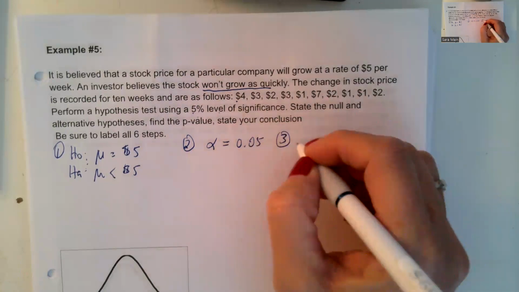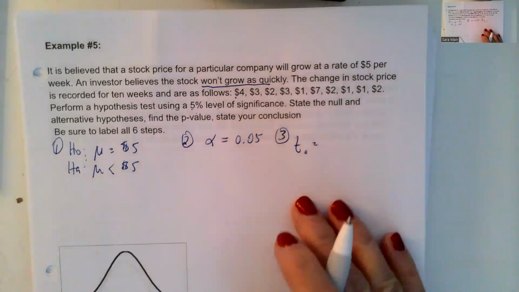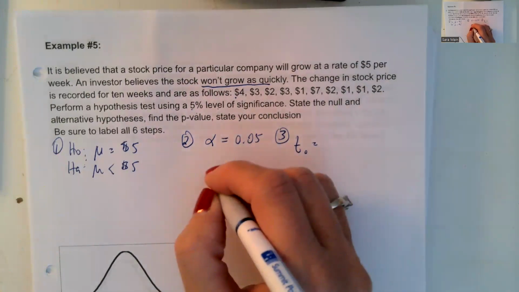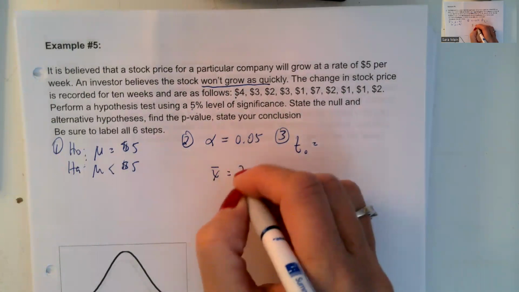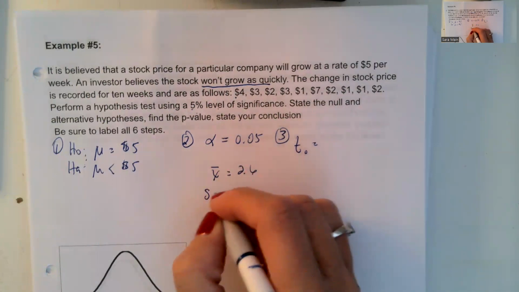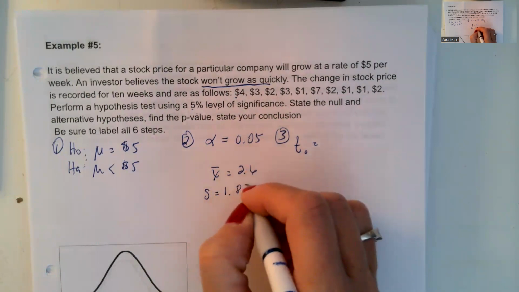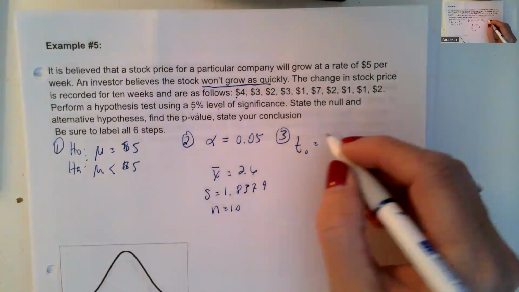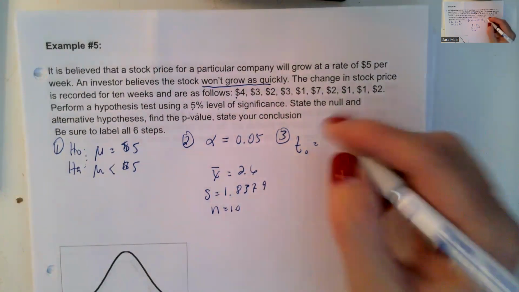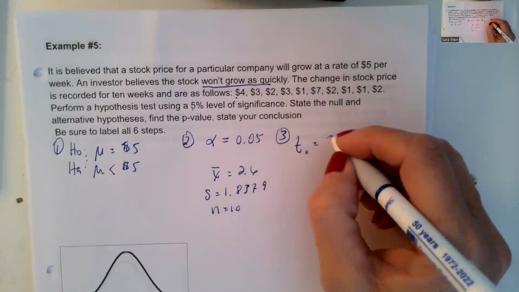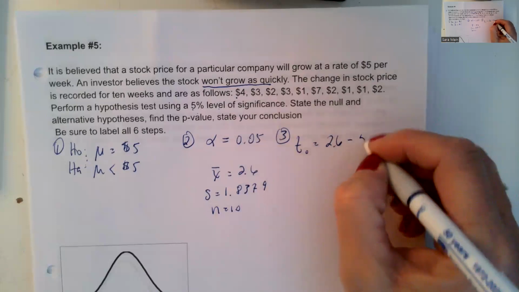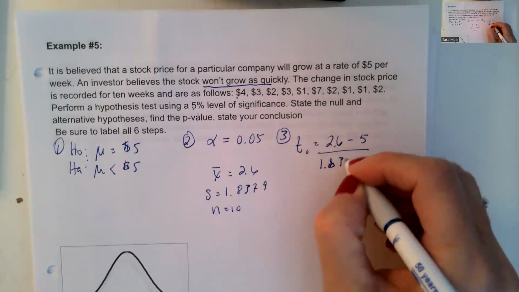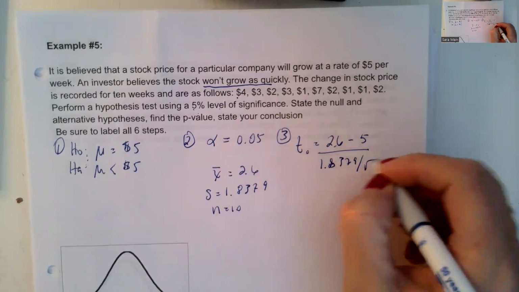Step 2 is our alpha, which they said was a 5% level of significance. Step 3 is our test statistic. In Desmos, I found that our sample mean is equal to 2.6, standard deviation is 1.8379, and n equals 10. So I can find my test statistic by taking 2.6 minus 5, divided by 1.8379 divided by the square root of 10.